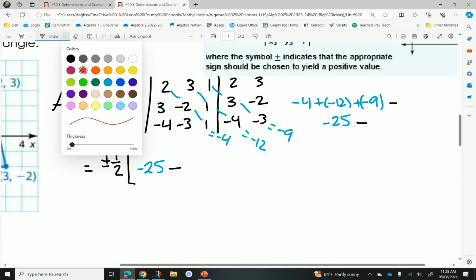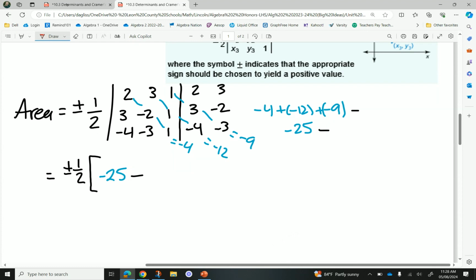Now let's do our upward diagonals. So -4 times -2 times 1 is 8. Okay. -3 times 1 times 2 is -6. 1 times 3 times 3 is 9. So 8 plus -6 plus 9 gives us what? I think it's just 11, right? Okay.